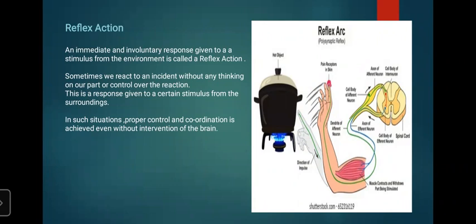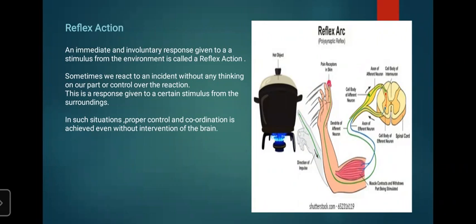So this is reflex action, in which an immediate and involuntary response given to a stimulus from the environment is called a reflex action. Sometimes we react to an incident without any thinking on our part or control over the reaction. This is a certain response given to a certain stimulus from the surroundings. In such situations, proper control and coordination is achieved even without the intervention.